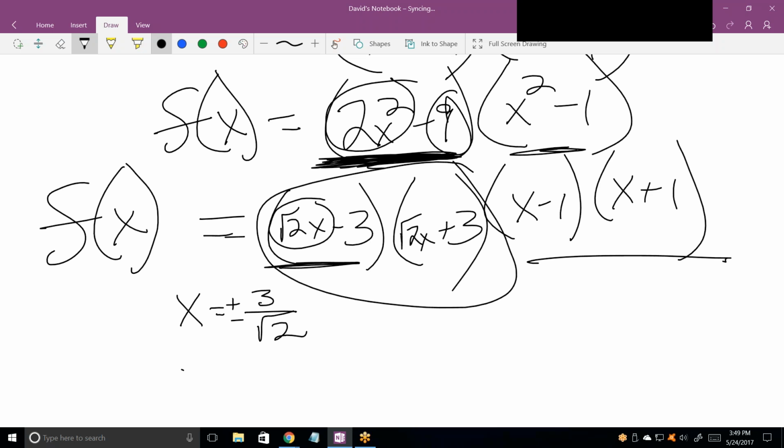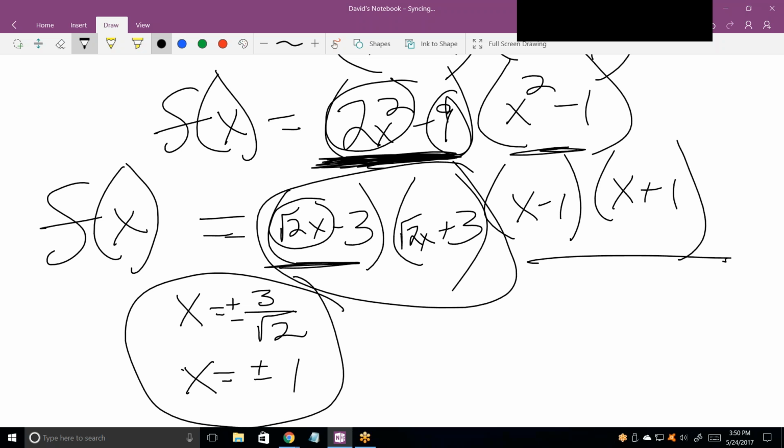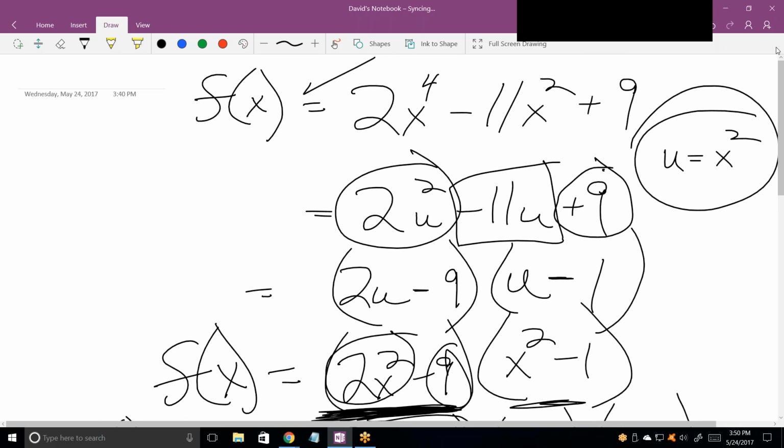What about over here? That's just going to be plus or minus 1. So this thing has 4 solutions. And you would expect that. In other words, the most it could possibly have is 4 because it's a quartic. The most solutions a cubic can have is 3. The most solutions a quadratic can have is 2. So when you see a quartic, you're expecting 4 solutions.